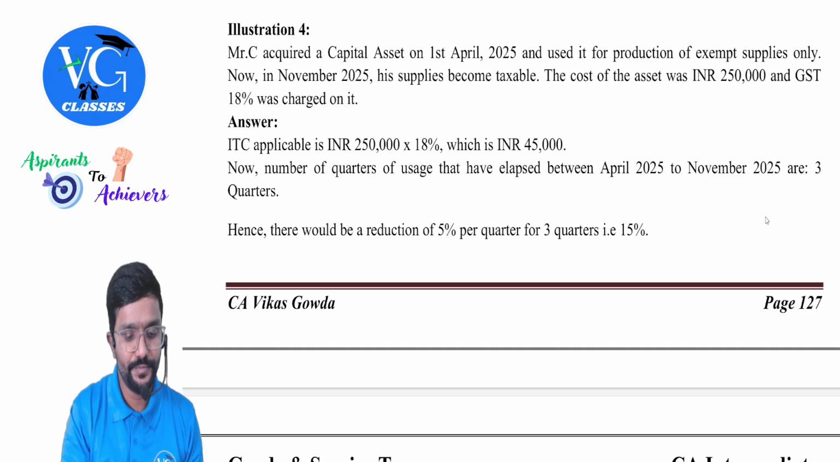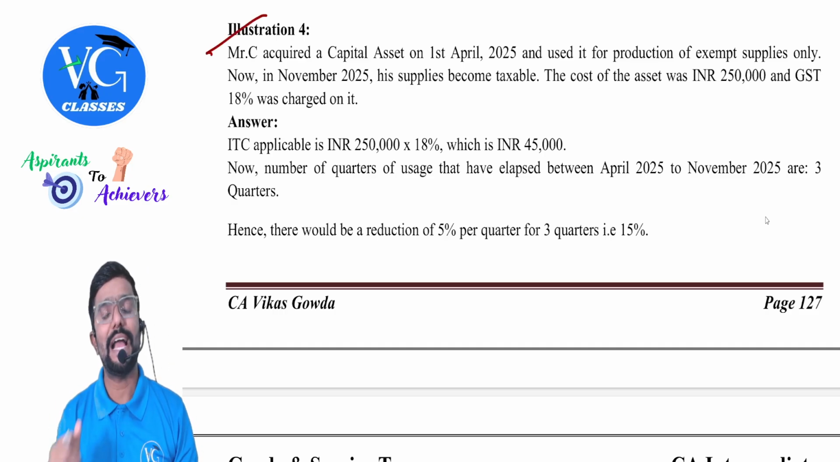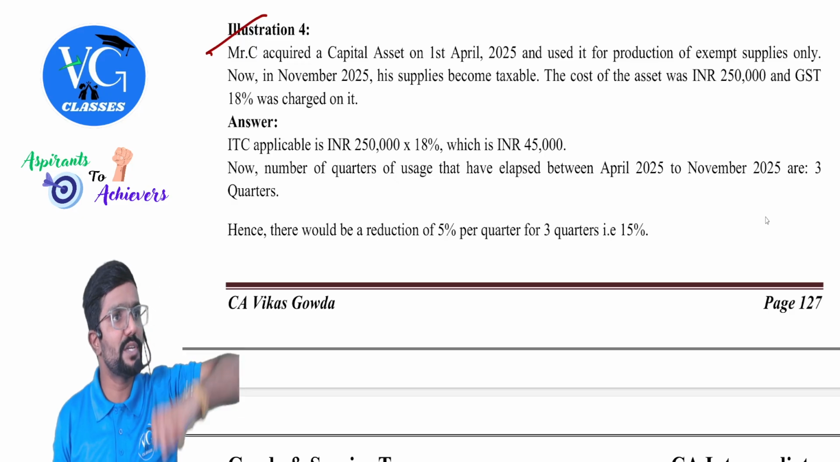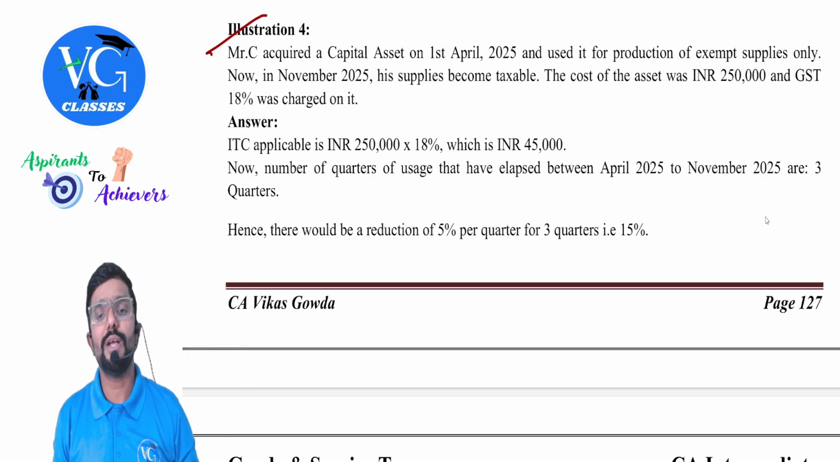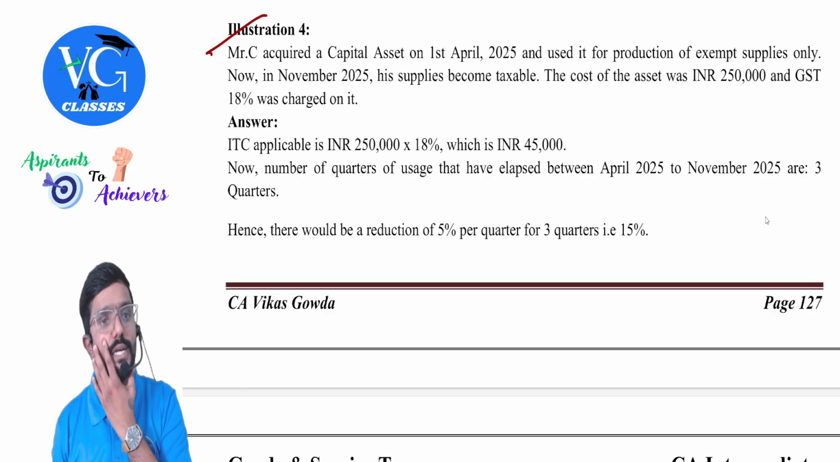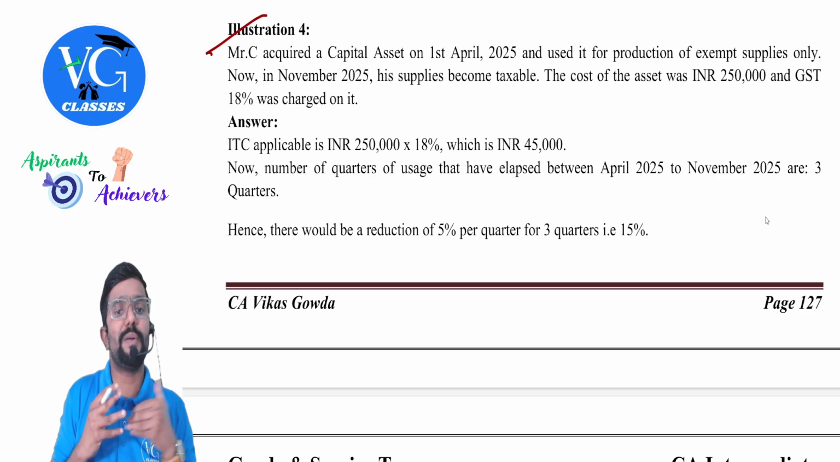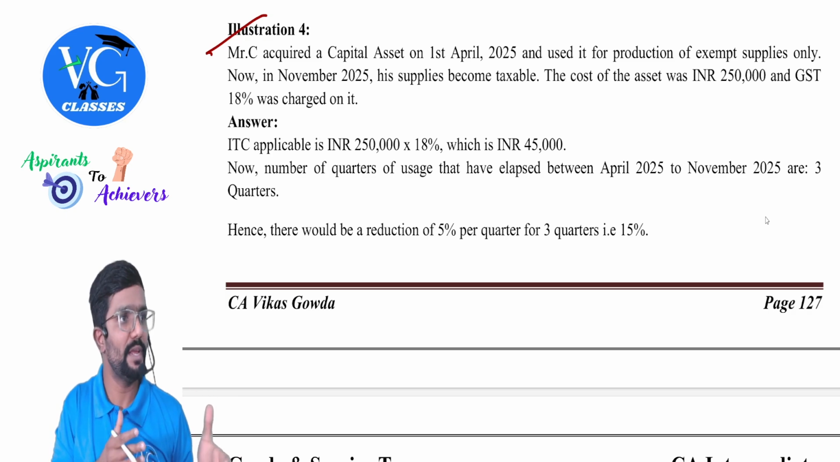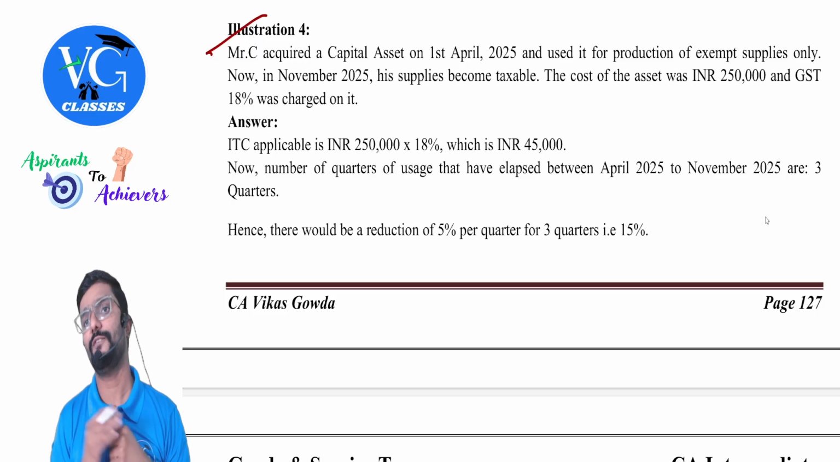Illustration 4. Mr. C acquired a capital asset on 1st April 2025 and used it for the production of exempt supplies only. Now in November 2025, his supplies become taxable. Means what, sir? Maybe exemption is withdrawn. The cost of the asset was 2,50,000 and GST 18% was charged on it. So what is the amount of GST paid on the purchase of capital goods, guys? 45,000. How is it, sir? Value is 2,50,000 into 18% GST, 45,000.